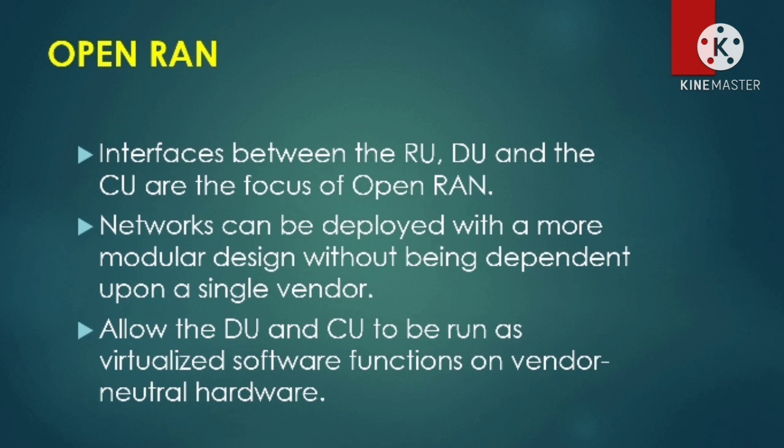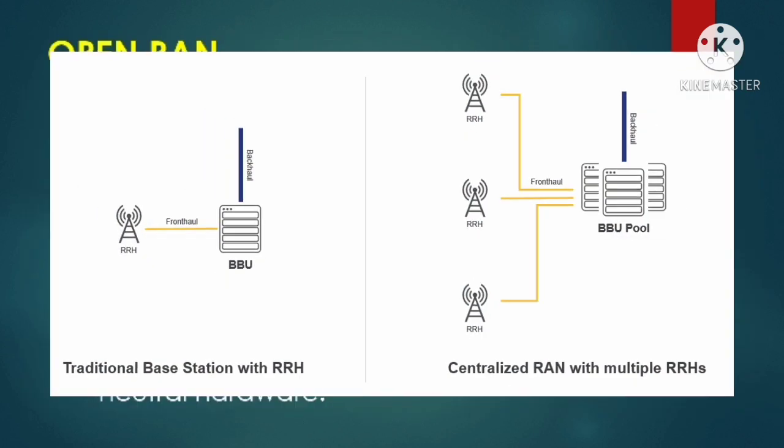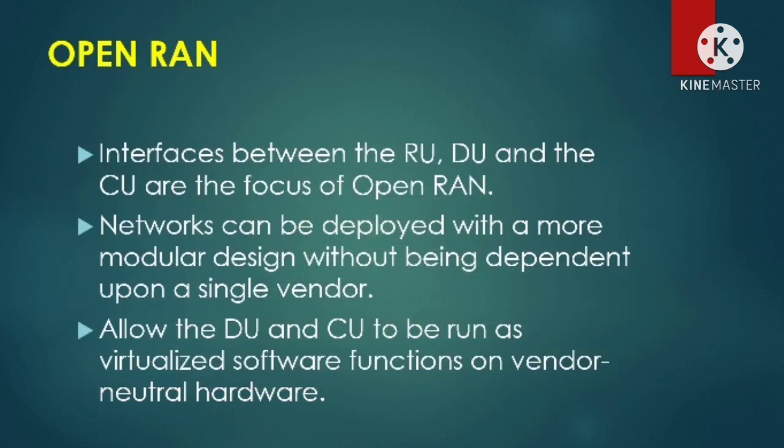The interfaces between the RU, DU, and the CU are the focus of Open RAN. By opening and standardizing these interfaces, among others in the network, and incentivizing implementation of the same, we move to an environment where networks can be deployed with a more modular design, without being dependent upon a single vendor. Making these changes can also allow the DU and CU to be run as virtualized software functions on vendor-neutral hardware.